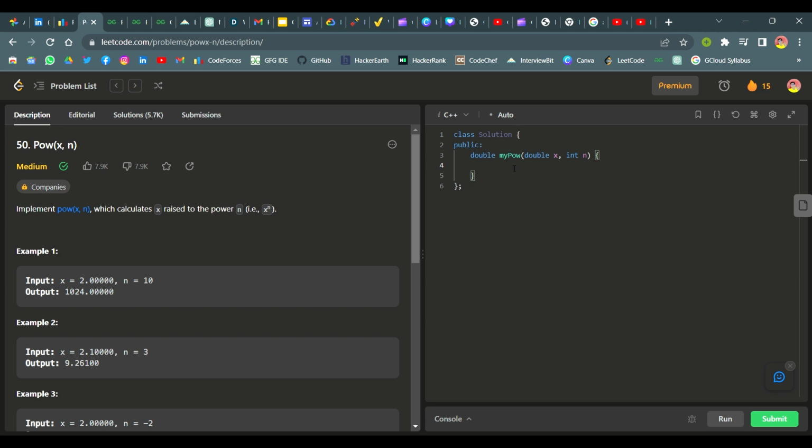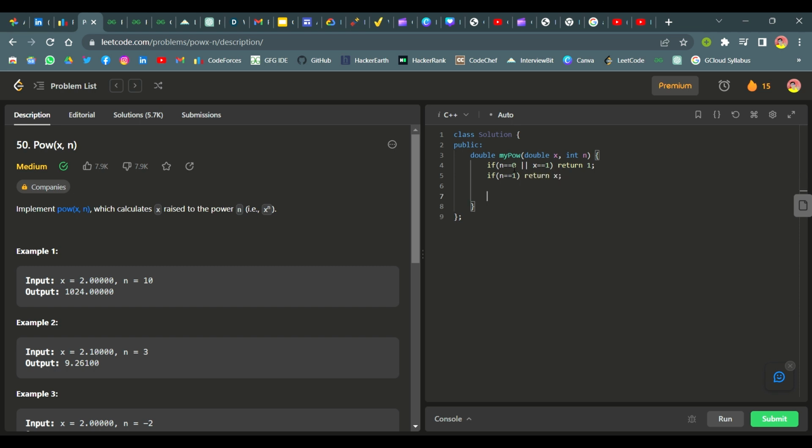So we will start with writing the base case where if n equal to 0 or x equal to 1, then we just return the number 1. Next, if n equal to 1, then we will just return the number itself.